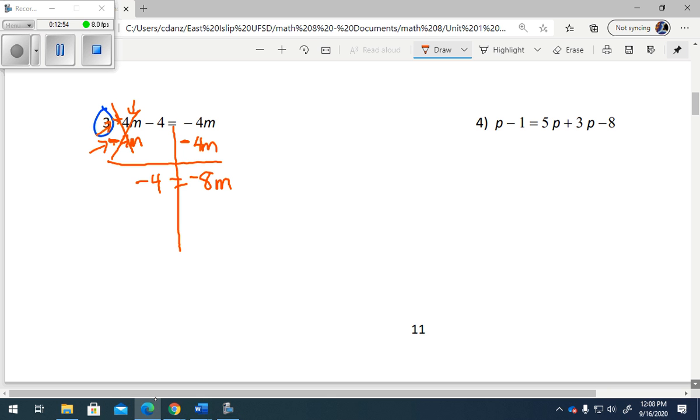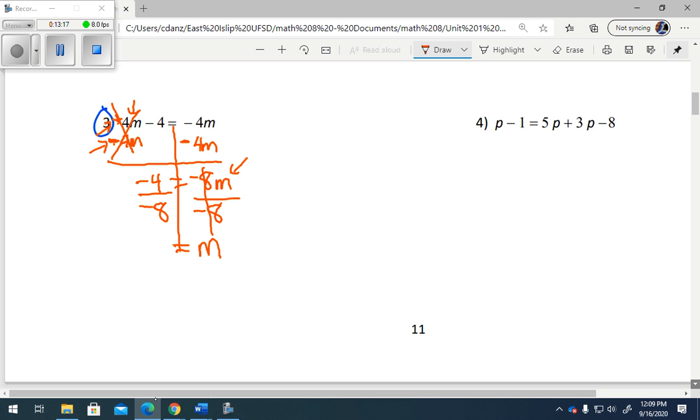I'm up to my last step, which is going to be division. Remember, my goal is to get this m by itself. So right now I have a negative 8 being multiplied by the m, so I'm going to divide by a negative 8. And whatever I do on one side, I do on the other. On the right side, I'm left with an m. People give me a wrong answer for what's on the left side.